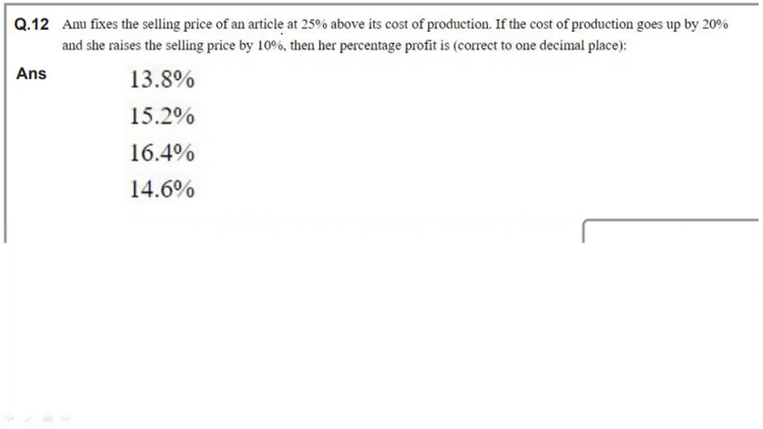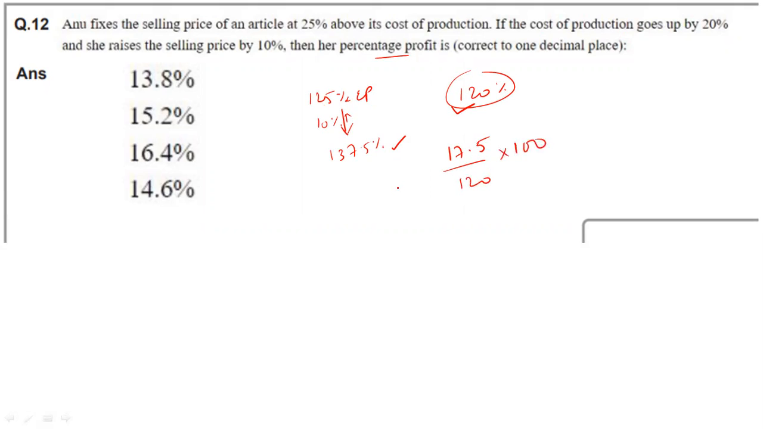Anu fixes selling price at 25% above cost price. Okay, so she is actually putting selling price as 125% of cost price. Now cost price itself became 120%. And she raised the selling price by 10%, so extra 10% on this becomes 137.5%. What is her profit percentage? So 120 is now her cost price and 137.5 is her selling price. So 17.5 is her profit out of 120. Into 100 is your percentage.